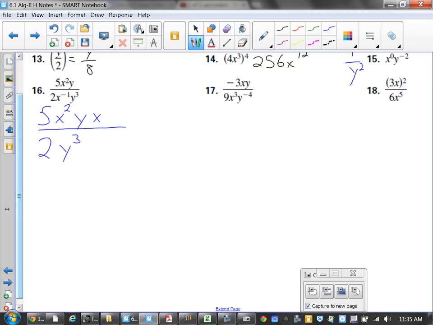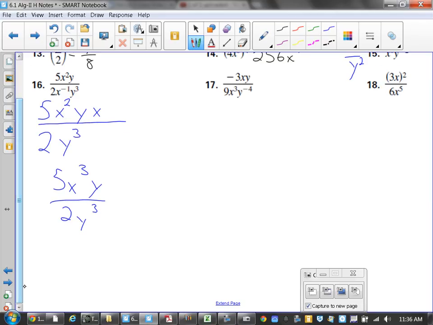I've always found that taking 30 seconds extra to rewrite something, which really isn't 30 seconds, lessens the likelihood of me screwing up. Because now in the numerator I get 5x cubed y over 2y cubed. What happens then? What can you simplify? The y's. So what does it become? 5x cubed. Good. Just taking that brief second to rewrite with positive exponents.